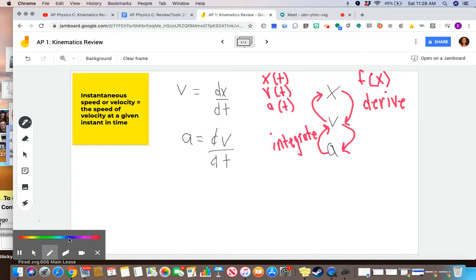If we're given graphs, we can take the slope of a position versus time graph to get our velocity. We can take the slope of a velocity versus time graph to get our acceleration. If we want to go in the opposite order, right, if we have an acceleration graph, we can take the area underneath the curve to get the velocity. If we're given a velocity versus time graph and we want the displacement during two time intervals, we can take the area to find that displacement.